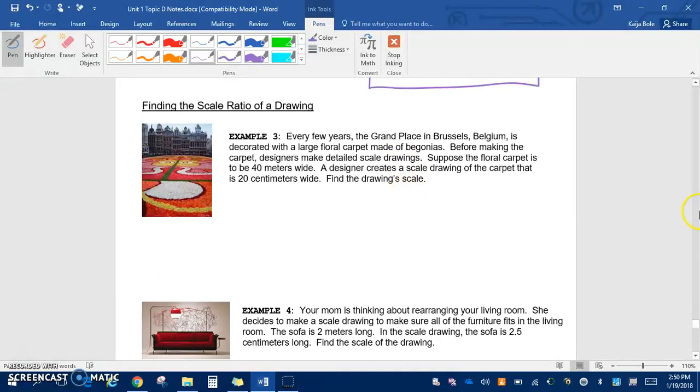So if we look at the next one, it says that we're finding the scale ratio of the drawing this time. So example 3 says, every few years, the Grand Place in Brussels, Belgium is decorated with a large floral carpet made of begonias. Before making the carpet, designers make detailed scale drawings. Suppose the floral carpet is to be 40 meters wide. That's important. And a designer creates a scale drawing of the carpet that is 20 centimeters wide. Find the drawing scale. So again, we're going to have scale over the original.